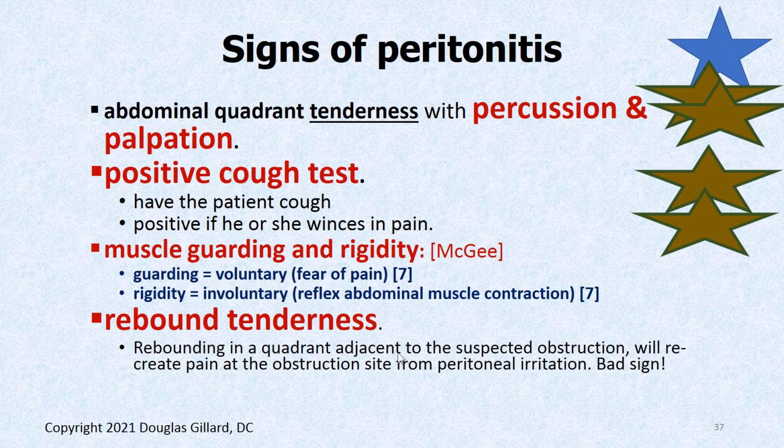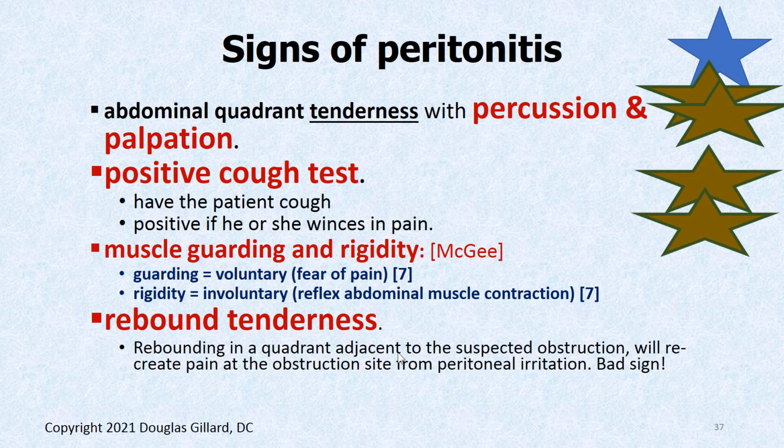I think I have a slide. So let's look at the signs of peritonitis, and we've talked about these in lab, but the abdominal quadrant tenderness with percussion and palpation indicate peritonitis. There's a cough test, like a Valsalva's test in a way, only you have the patient cough really hard, and if he or she winces in pain when they cough, that's a positive cough test. It's a sign of peritonitis. Muscle guarding and rigidity, I think I have a slide on that, but that's an indication as well. We'll look at some stats on that in a minute. And then rebound tenderness.